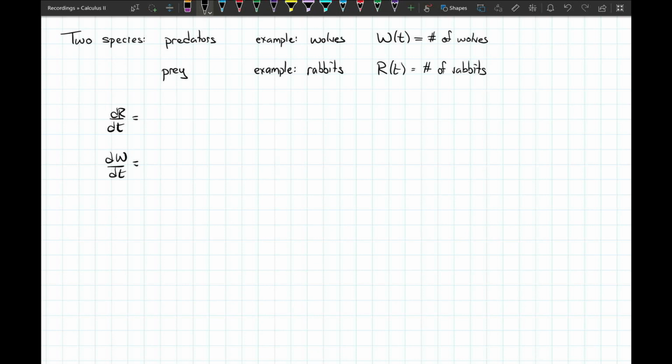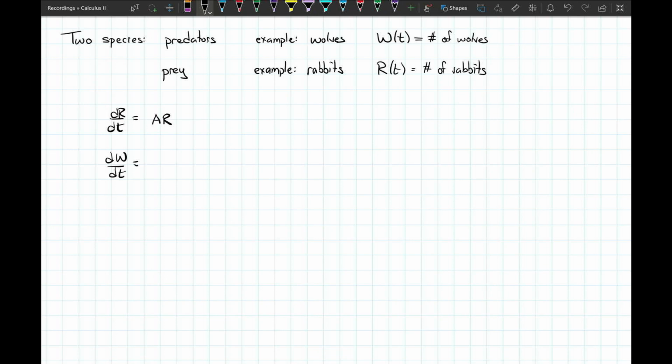Let's start off with rabbits. Well, let's suppose that rabbits follow our natural growth model as long as there are no predators around. So the rate of growth of our rabbit population is just proportional to their current size. The more rabbits we have, the faster they grow, just like natural exponential growth there.